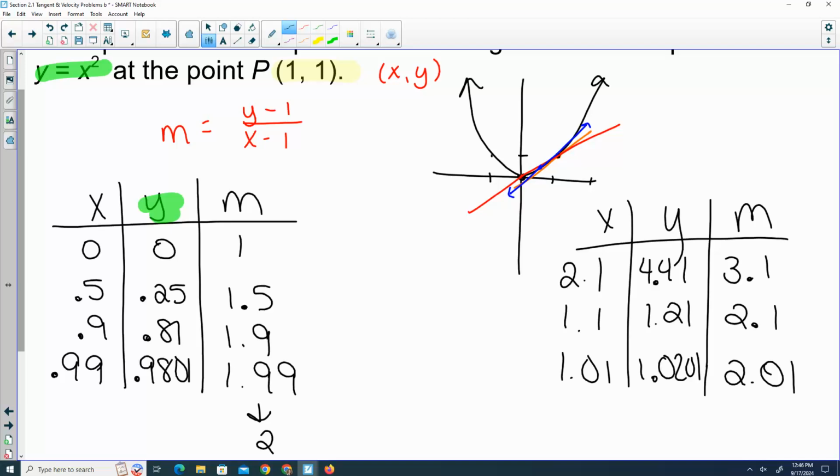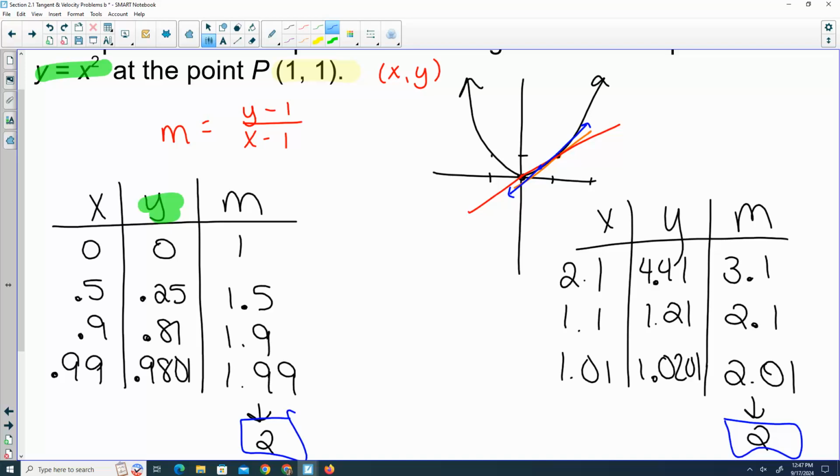Have we done enough that you can predict what this slope is going to? Looks like it's going to 2, which is good news for us. This one went to 2, and this one went to 2. So we are pretty darn confident right now. The slope of that tangent line is 2. Okay, before I do anything else.